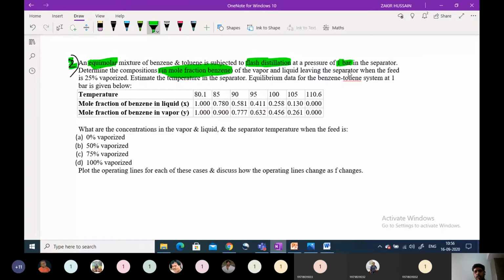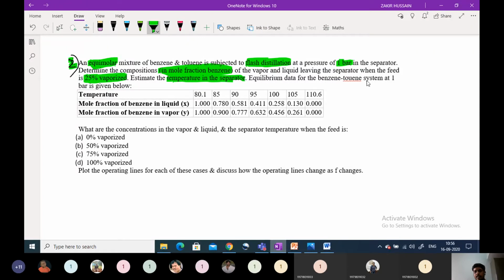So y and x values we have to calculate. Y and x values for benzene we have to calculate, leaving the separator when the feed is 25% vaporized. So this is the small f value. f is equal to 25 divided by 100, which is 0.25. So estimate the temperature of the separator. Okay, apart from these x and y values, we have to estimate the temperature which is there in the separator.